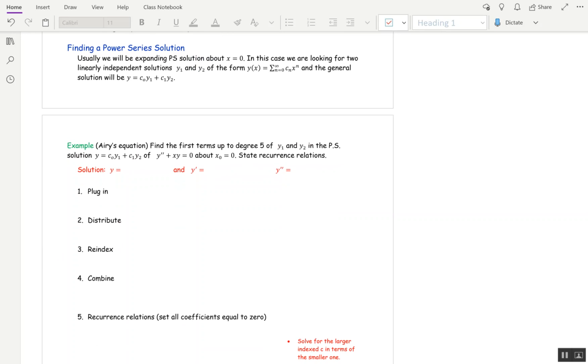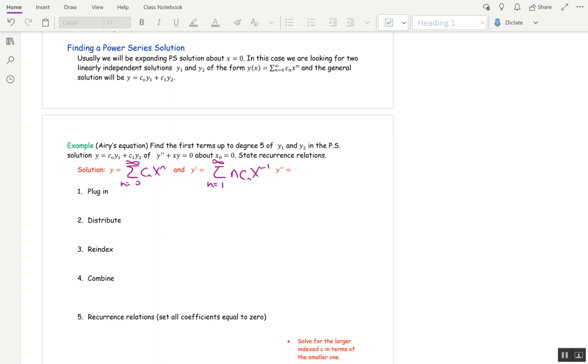We're going to assume that a solution looks like this: the sum from n equals 0 to infinity of Cn x to the n. Because the ordinary point is x equals 0, so we're finding a power series solution expanded around x equals 0. So that's y. And then y prime, remember how to take the derivative and second derivative of a power series. This is going to start at 1. This is from section 8.2. You bring the n down, Cn is constant, and then subtract 1 from the exponent.